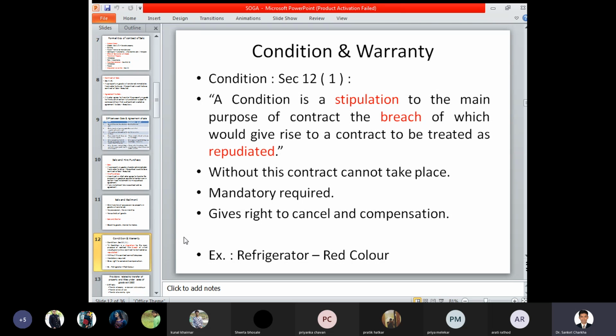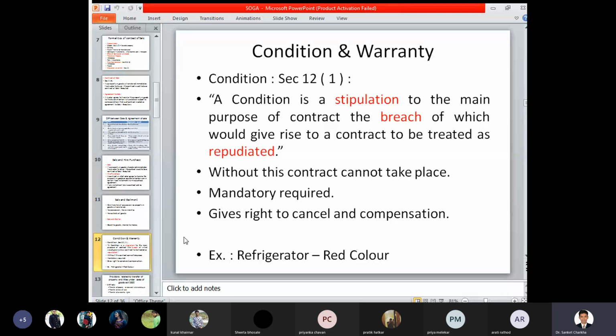Now what is the main purpose of this particular contract? Without this the contract cannot take place, without this the contract cannot happen, and it is mandatory, compulsorily required for conduct of this particular contract. Now let's take an example. Earlier also I have quoted this particular example. Now I am just repeating it from the purview of the condition.